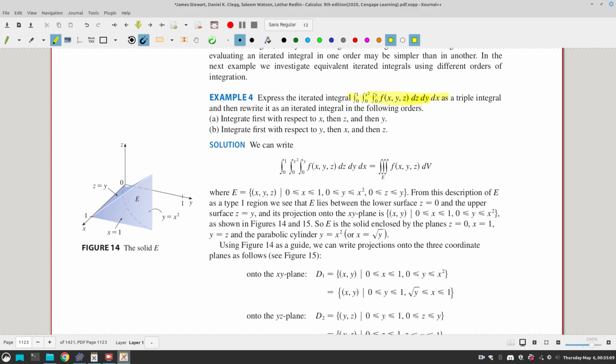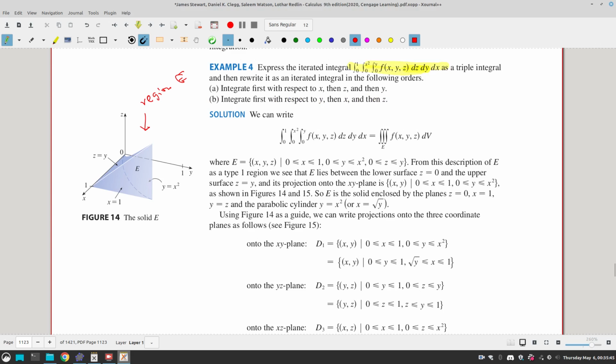So this is our region E, the region in blue. This is our region E. Right. Now if you want the projection of E onto the xy plane.